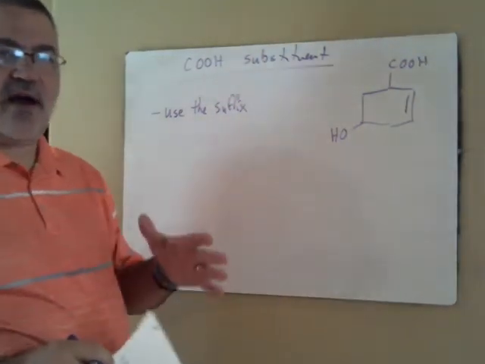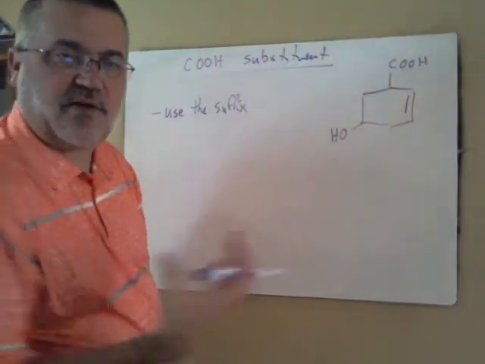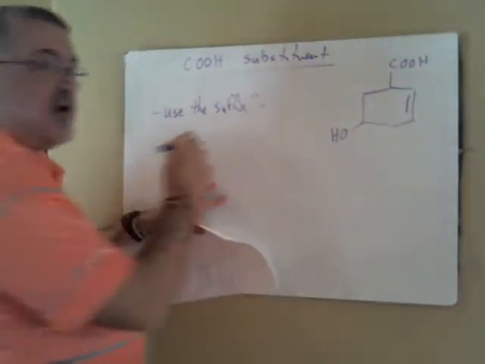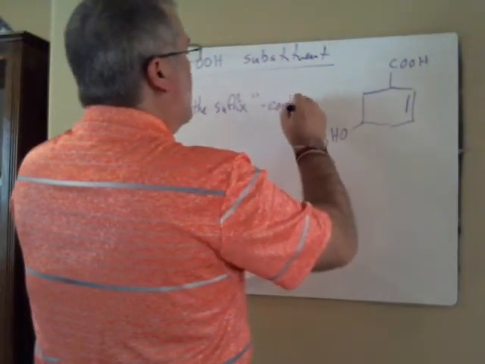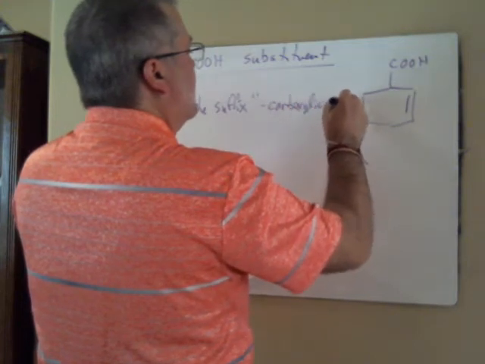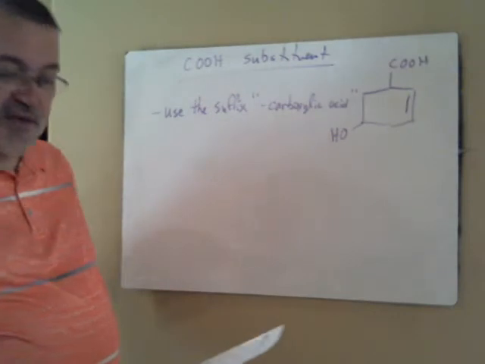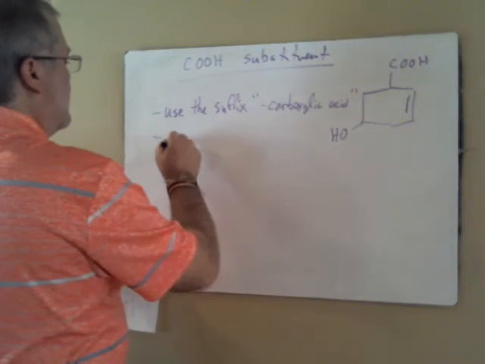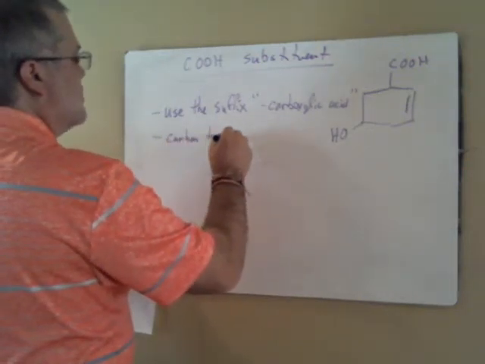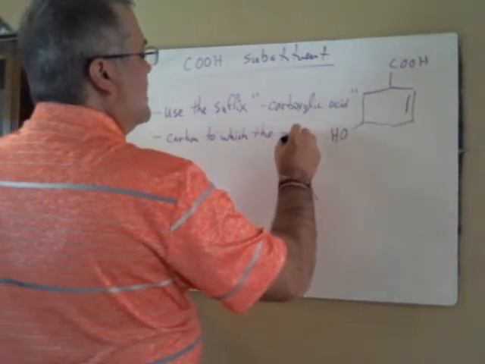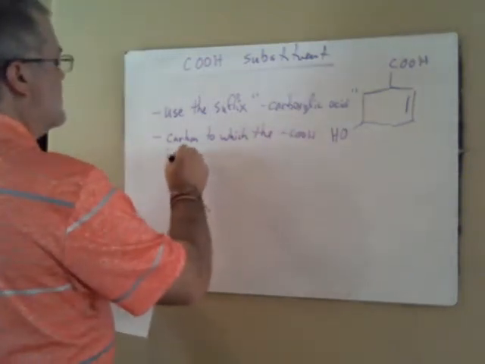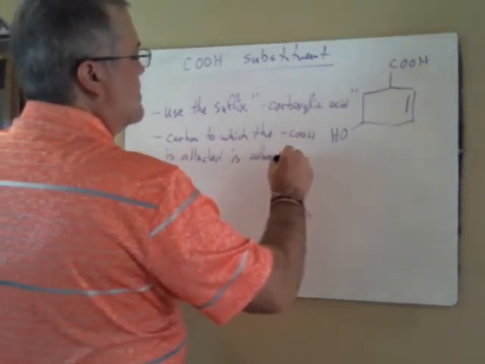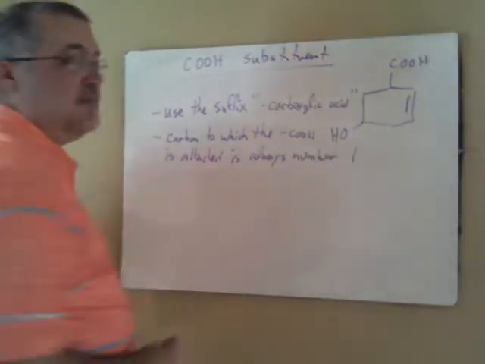And so again, just like an aldehyde, you're naming it as a substituent, but it ends up being a suffix that you add to the end of the molecule. And the suffix, now get this, is going to be really hard to remember. Carboxylic acid. That is the suffix that you add to the end. Okay? When you start numbering, the carbon to which the C double bond OH is attached is always numbered 1.